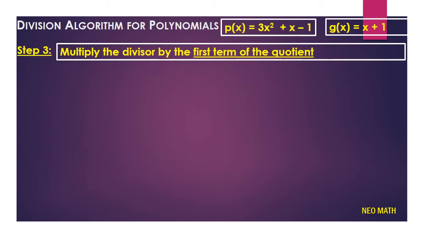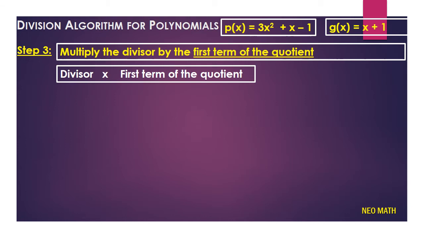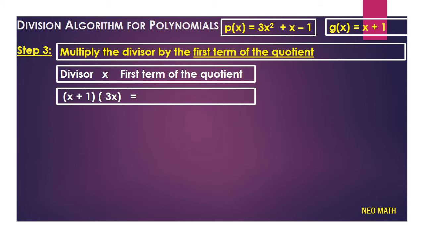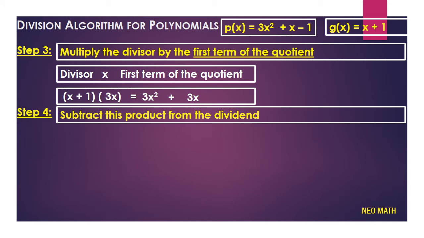Step 3. Multiply the divisor by the first term of the quotient. Divisor into first term of the quotient. So here divisor is x plus 1 and first term of the quotient is 3x. When you multiply, you get 3x into x, 3x square, plus 3x into 1 is 3x. Step 4. Subtract this product from the dividend. So first set up the long division, 3x square plus x minus 1 and divisor x plus 1.